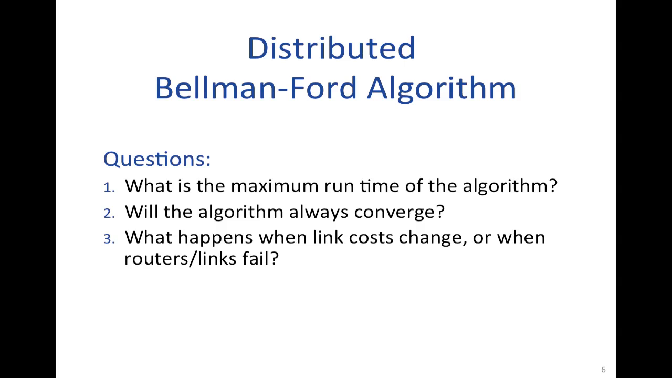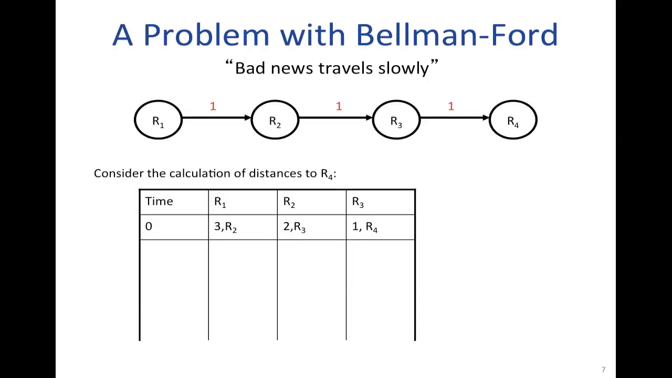So what happens when link costs change, or when links and routers fail? We'll see an example of that in a minute, when actually things can go wrong when that happens. But in general, it will continue to converge, because when something fails, if a lower cost path should suddenly appear, then it will find it and start using it. Things are a little bit more complicated when things fail and there is no longer a path to somewhere. And I'll show you an example of this right now. This is a well-known problem with the Bellman-Ford algorithm, and it's sometimes characterized as bad news travels slowly.